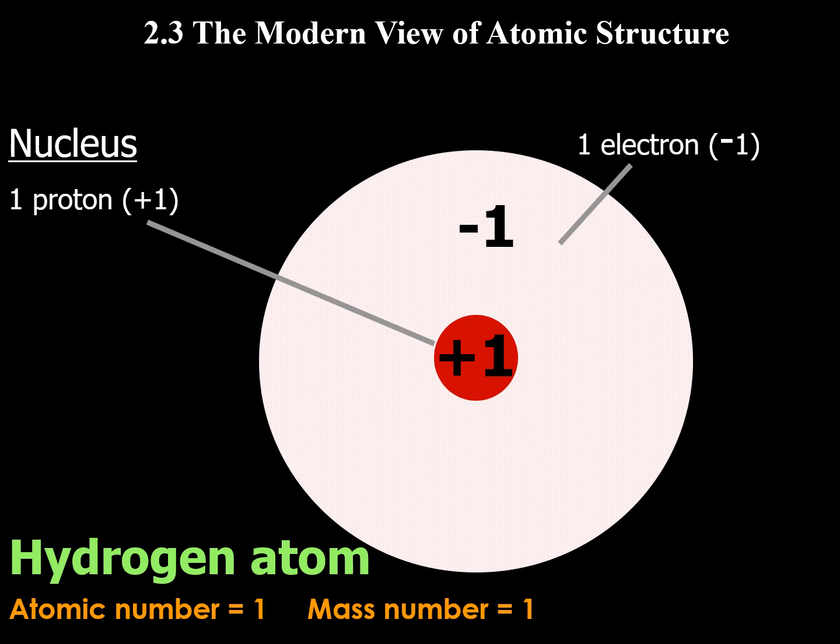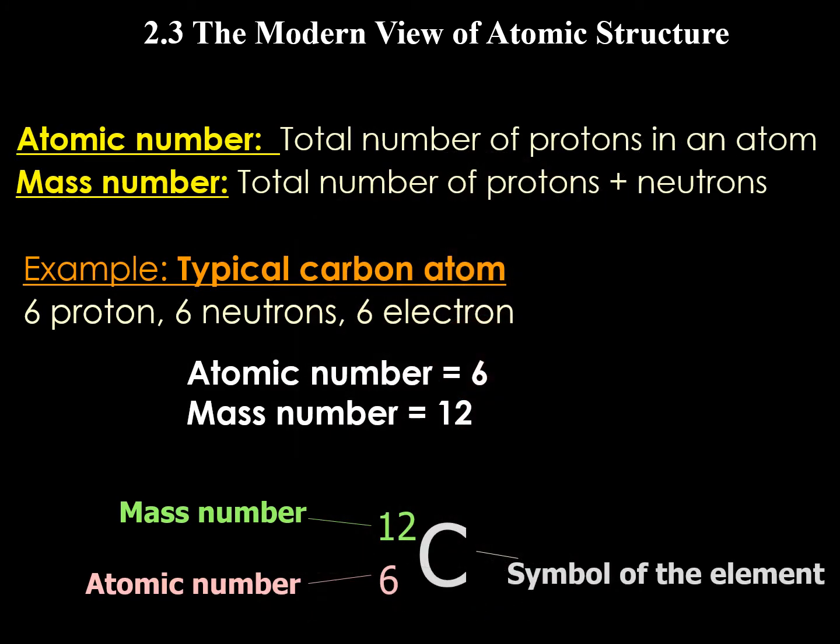So here we have a hydrogen atom. Atomic number is 1. The mass number is 1. Hydrogen typically has 1 proton and has 1 electron, which goes around the nucleus. If we look at another example here, the carbon atom is made up of 6 protons, 6 neutrons, and 6 electrons. So we can calculate a mass number of 12, because 6 protons plus 6 neutrons gives us a mass number of 12.